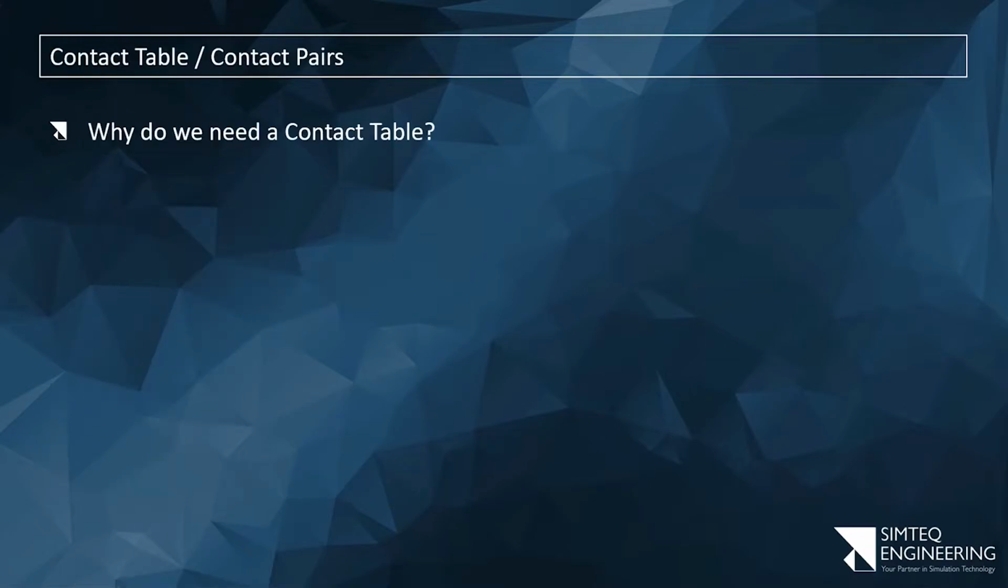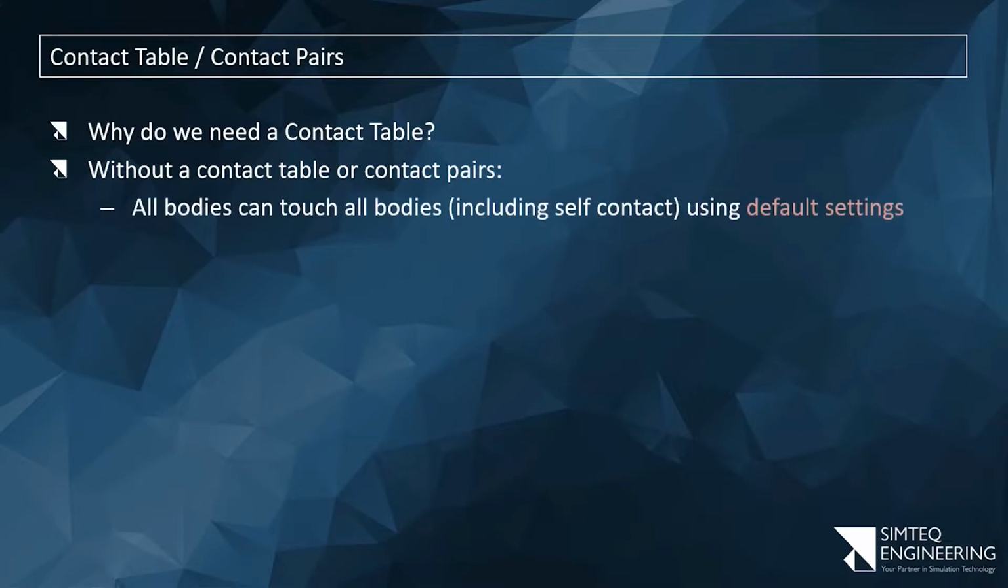Okay, in this section, we'll start looking at contact table or contact pair. So the intent is the same. So I'll treat it as if it's the same. Where there's differences, it's more in how it's implemented than anything else, but the intent is exactly the same. So why do we need a contact table? If you do not have a contact table in Nastran or Marc, let's say you've specified all your contact bodies, all bodies can touch all other bodies, including self-contact, but it uses default settings. And that's the important bit.